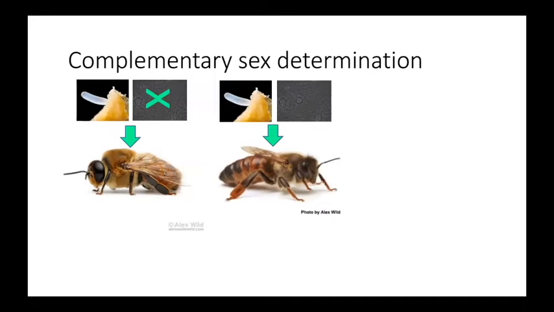So you've already heard a bit about the complementary sex determination locus, but I'll just quickly go through it again in case you weren't there or you were asleep. Sorry, Tom. So in honeybees, this is the means for sex determination. An unfertilized egg results in a drone, and a fertilized egg results in a worker.